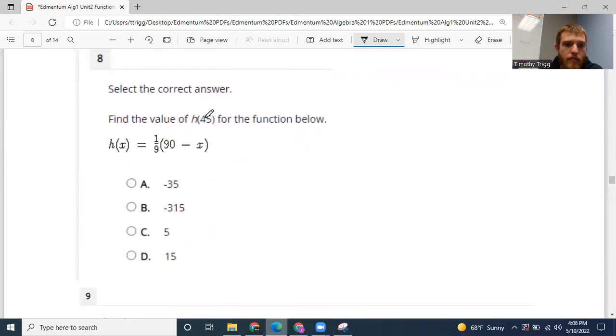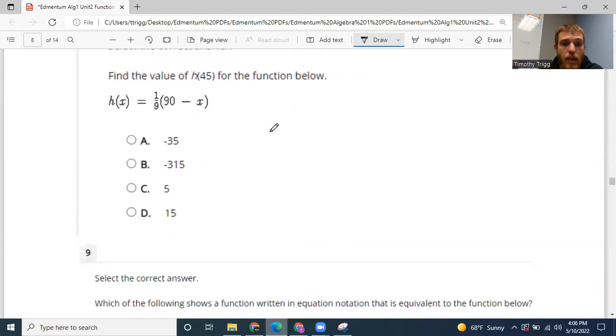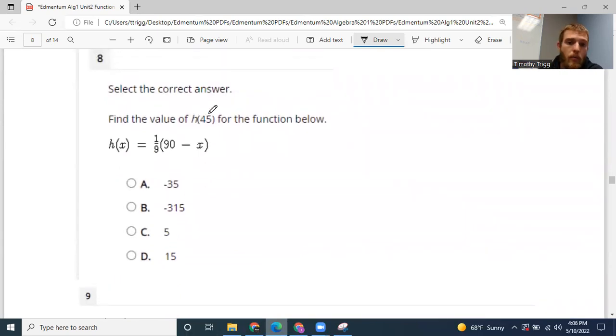Find the value of h of 45 in the function below. Again, I'm replacing the x with whatever this input value is. In this case, the input value is 45. Replacing x in the function with 45: 1/9 times 90 minus x minus 45. Again, replacing the x with whatever the input is. Go ahead and work out what this is. Remember, do the subtraction first because it's in the parentheses.